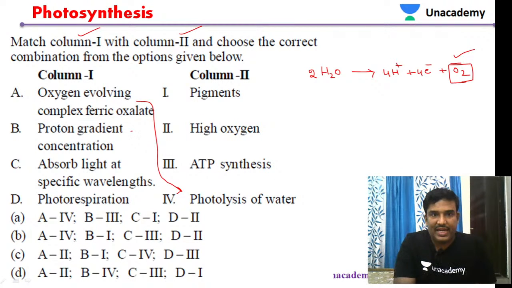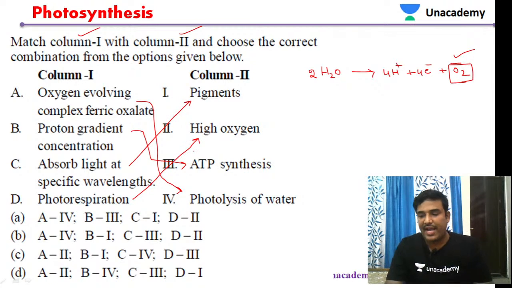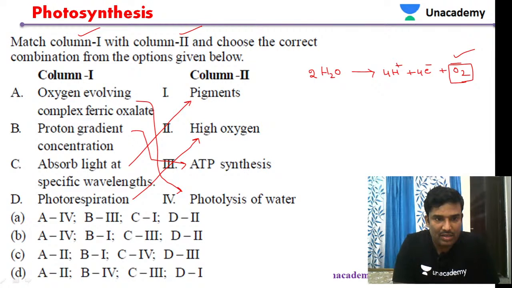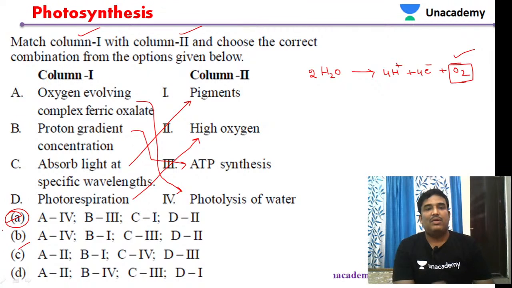Then the proton gradient concentration is used in the synthesis of ATP. Then absorption of light at a specific wavelength is the characteristic of pigment. Then photorespiration takes place in the presence of high oxygen. Based on that we can choose our answer. I think option A can be the best answer in this case.